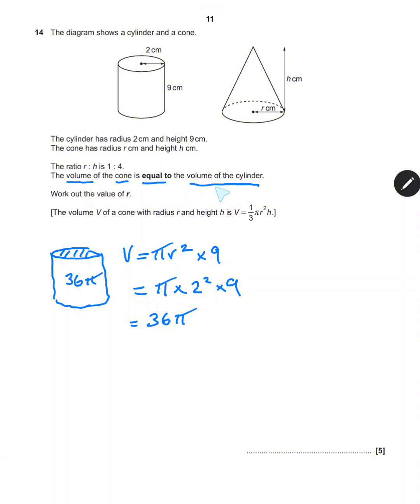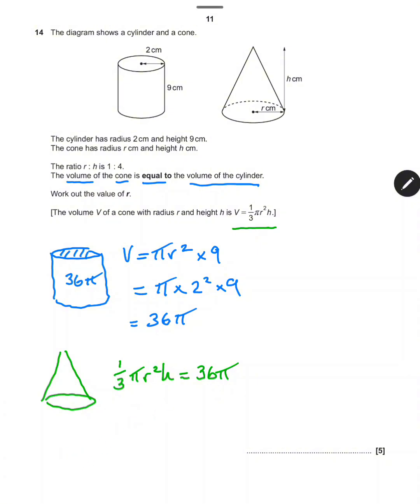We know the volume of the cylinder is equal to the volume of the cone, and we're given a formula for the volume of the cone. So we know that this here must come to 36 pi. So if I write that down, we'll look at the cone now. I'm going to write 1/3 pi r squared h equals 36 pi, the volume of the cylinder.